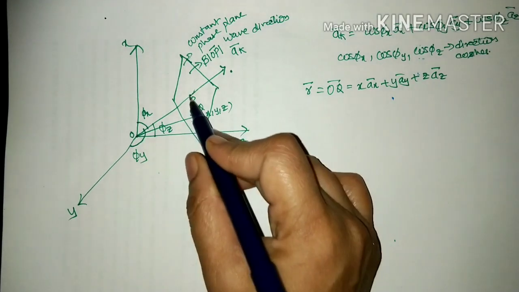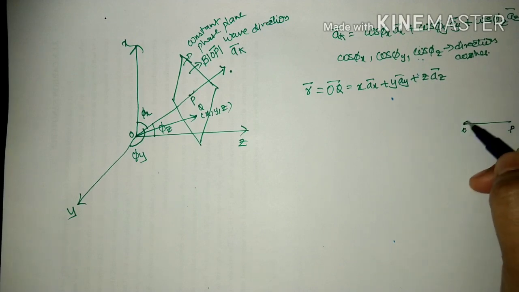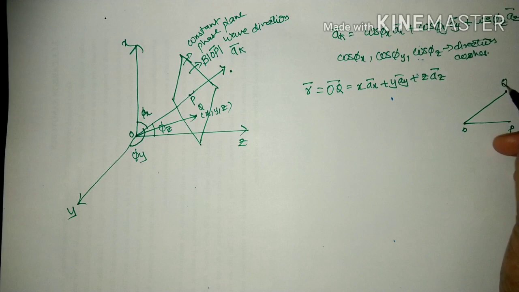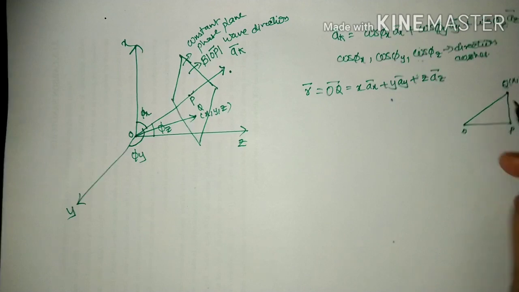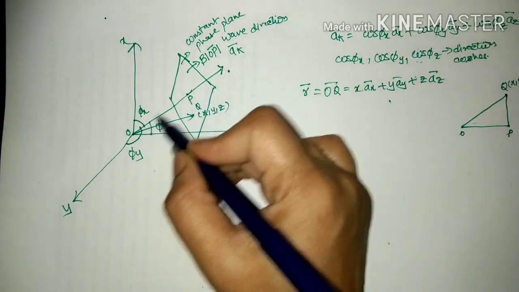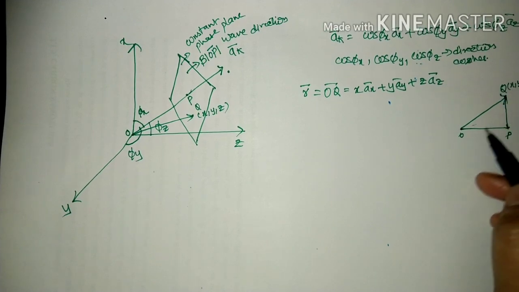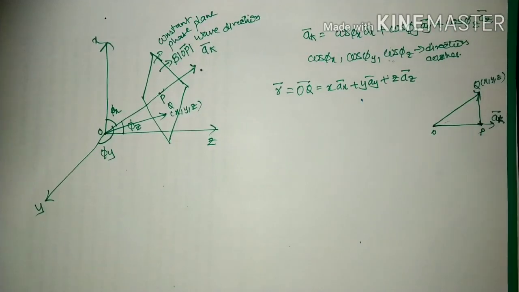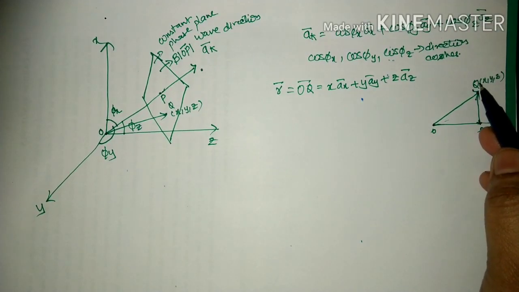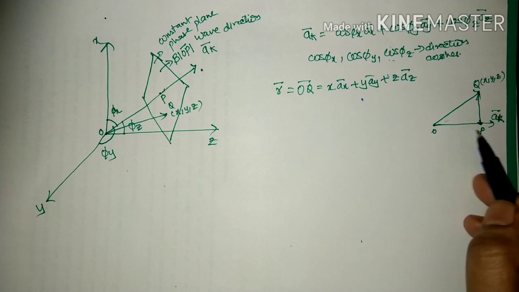So if you see here, if I draw this here, this is OP, this is Q, point Q, which is equal to x, y and z. If I project a perpendicular onto this line, this will give the length of this vector, because the projection of this vector in this direction, this is the direction of the wave propagation, AK bar. So if you project this point Q onto the direction of wave propagation, it will give the length of the vector OP bar.